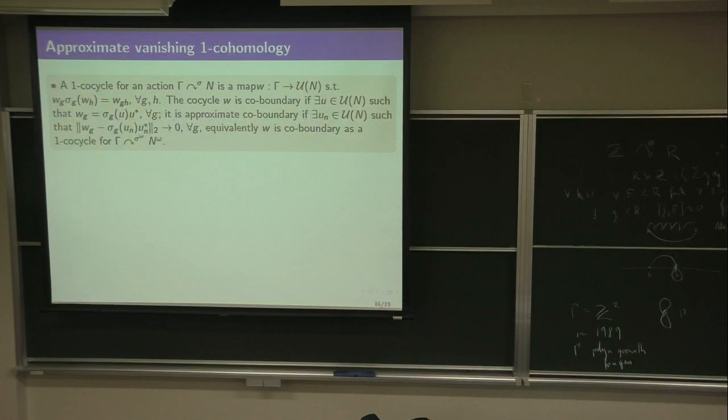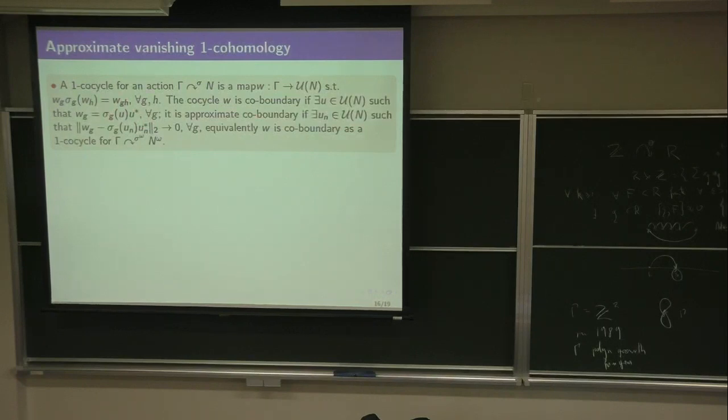First of all, what's the definition? A one co-cycle for an action is a map W from gamma to the unitaries of n, where n is a II1 factor, such that you have this. The co-cycle W is a co-boundary if there exists a unitary in n such that Wg is of this form. You can see immediately that this checks. It comes from the zero, it's the derivative of taking just one element.